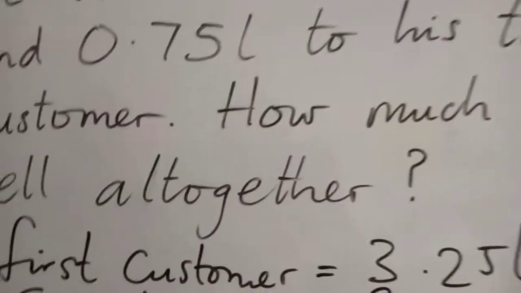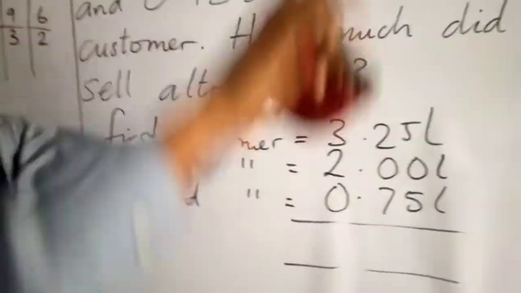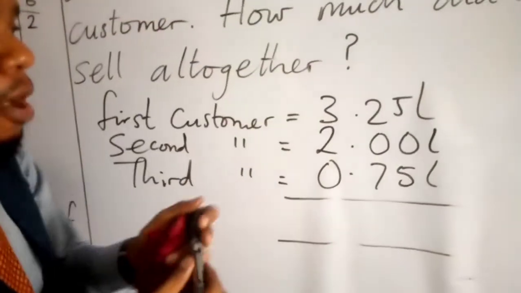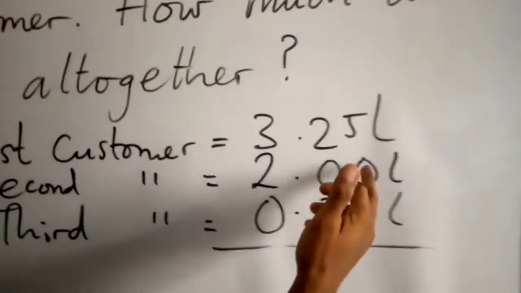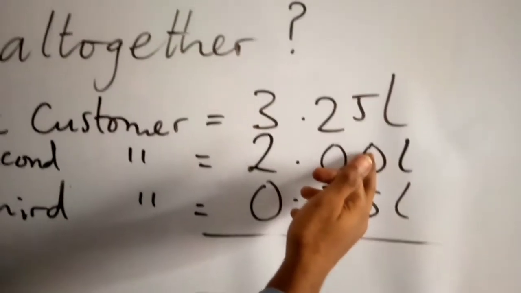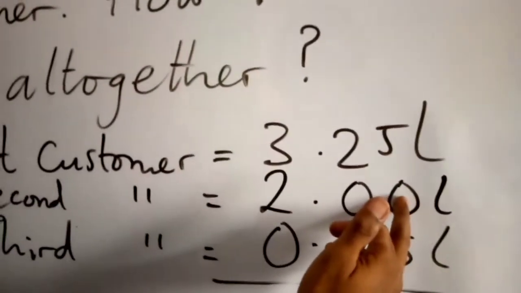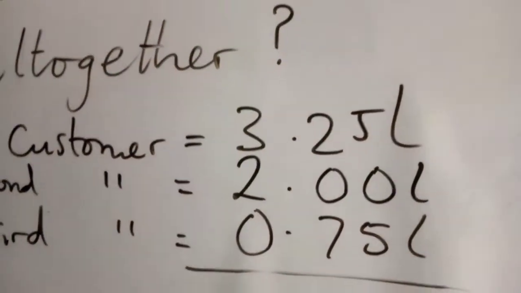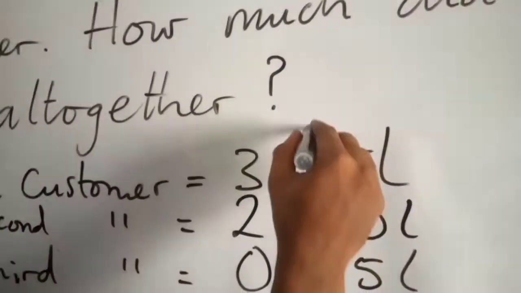How much did he sell all together? All together. You have to bring them all together. Sum them all. All together means add them up. So let's add this up. 5 plus 0, 5. 5 plus 5, 10. Write down your unit.